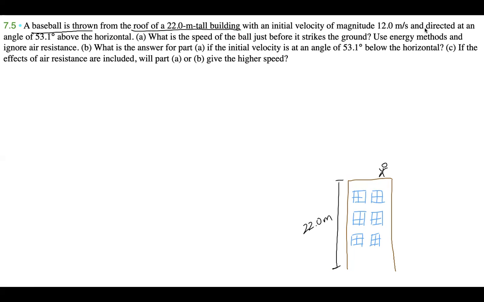Now this person is on the roof and they're throwing a baseball. I know baseballs are red and white, but that's going to be so hard to draw, so I'm just going to draw this red ball and we're going to pretend it's a baseball. It has an initial velocity of magnitude 12.0, directed at an angle above the horizontal. That means it has an x and y component. So this is a projectile motion problem. Again, so cool.